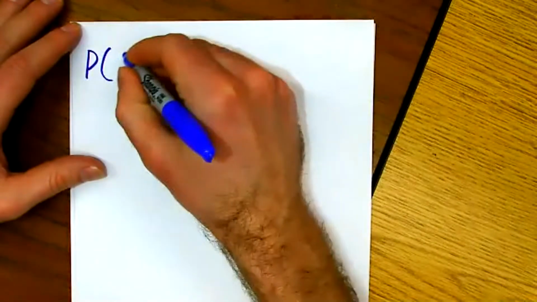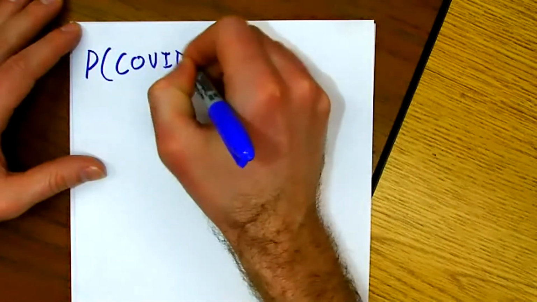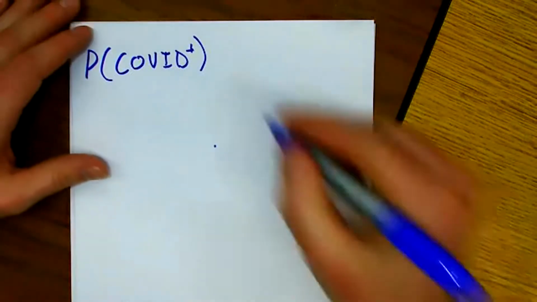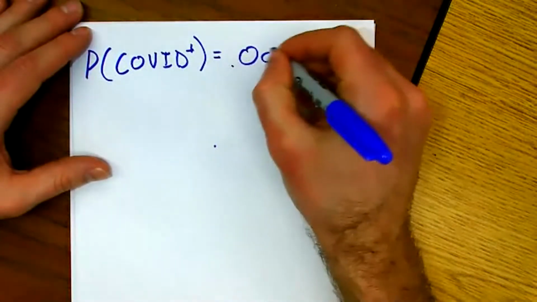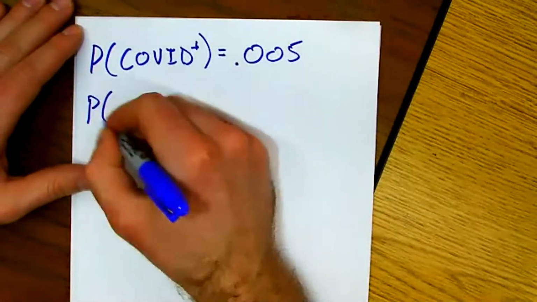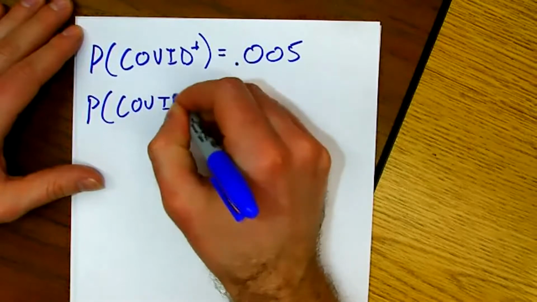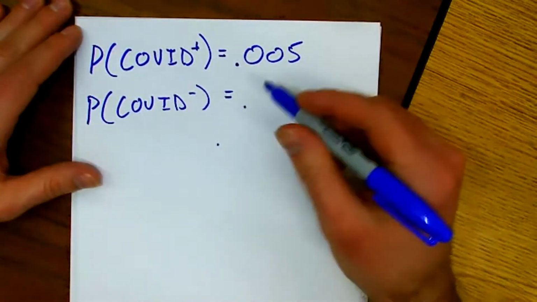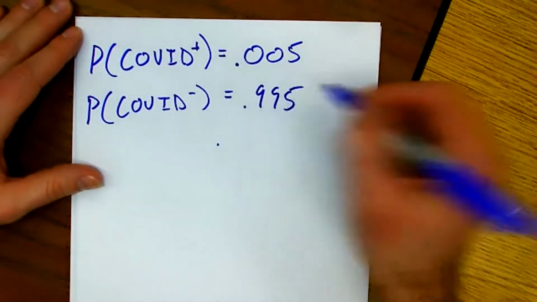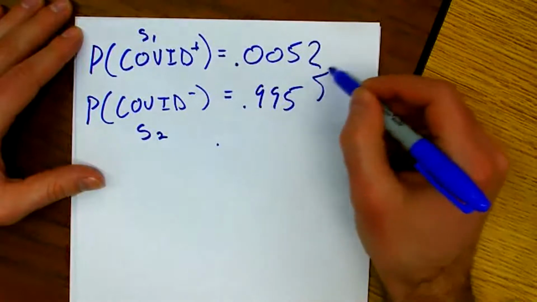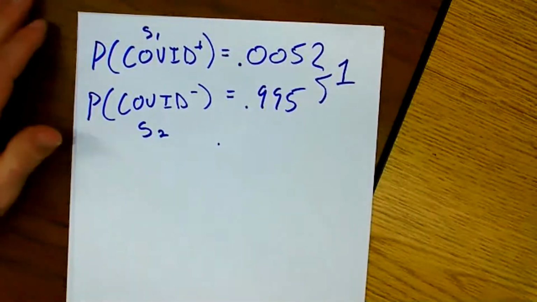So really what we're thinking about is the probability that if I just selected somebody at random today in the US, they have COVID is about 0.005, right? Which means the probability that if I selected someone at random they don't have COVID would be what? It's the other state of nature. Those two states of nature have to add up to 1, right? So 0.995.